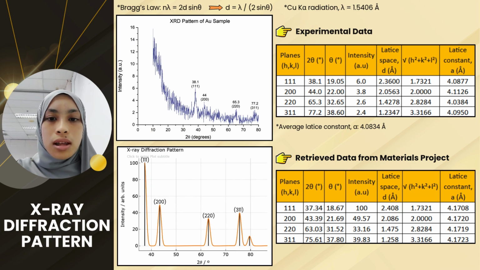Meanwhile, the reference data gives an average of 4.1718 Angstrom. This shows a minor deviation, which is within an acceptable range for most practical purposes. Overall, the XRD result confirms that the sample is crystalline gold, with peak positions and calculated lattice constant showing good agreement with the reference FCC structure of Aurum.